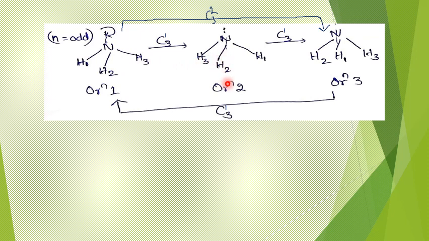So this is orientation 2. The molecule has turned from orientation 1 to orientation 2, and now these two can be called indistinguishable. Therefore this C31, whatever I have mentioned here, can be called a symmetry operation, and this C3 is the reference for this operation. So C3 will be called the symmetry axis.